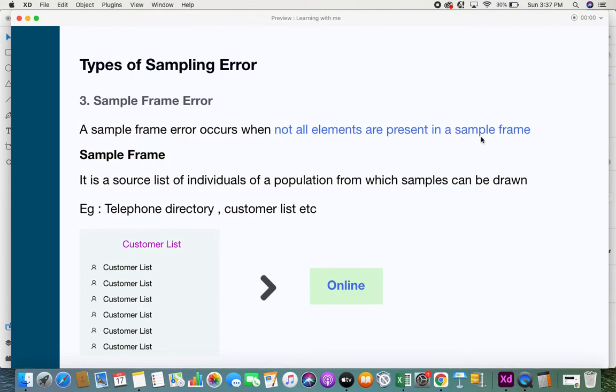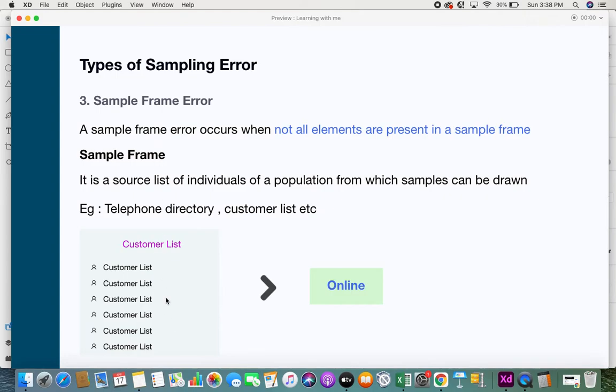If that is not going to happen, then it's called a sample frame error. For example, let us take this particular example that we saw earlier. Let's say I'm having a sample frame called a customer list. I'm having a store and I have a sample frame with all the customers, a list of customers. Now, there is a sample frame error.